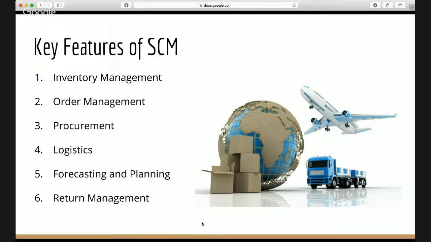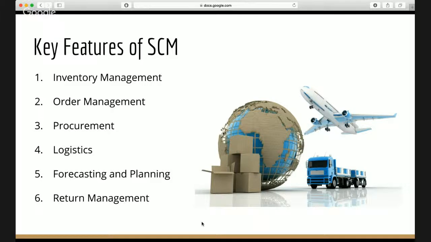And then return management, so also managing the returns that come in, because customers don't always like the products and they like to return them. So there are systems in place in order to systematically get those products back into a warehouse and organized in a way that they can then be pulled in and combined with the existing inventory in order to sell to other customers.